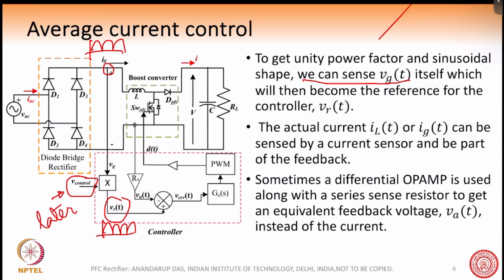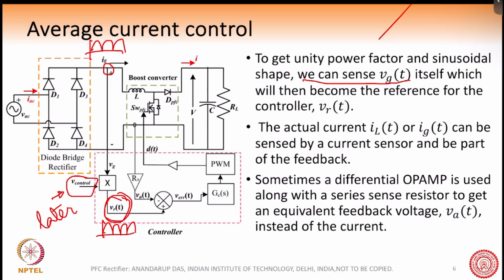Okay, and thereby we do not have to do any additional frequency determination or shape determination for the current. Because VGT itself tells me the frequency, whether it is 50 hertz or 60 hertz, and the shape, because VGT is already a rectified sine wave. So if this VRT has the proper reference, then the current will follow.